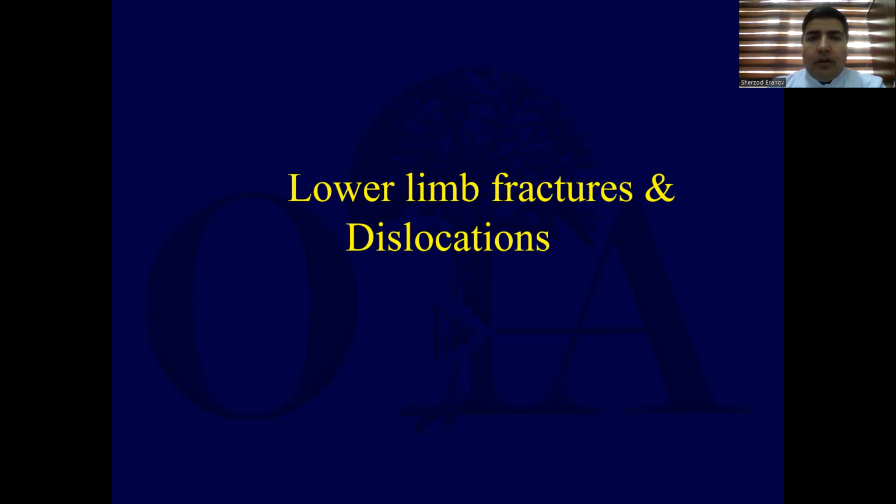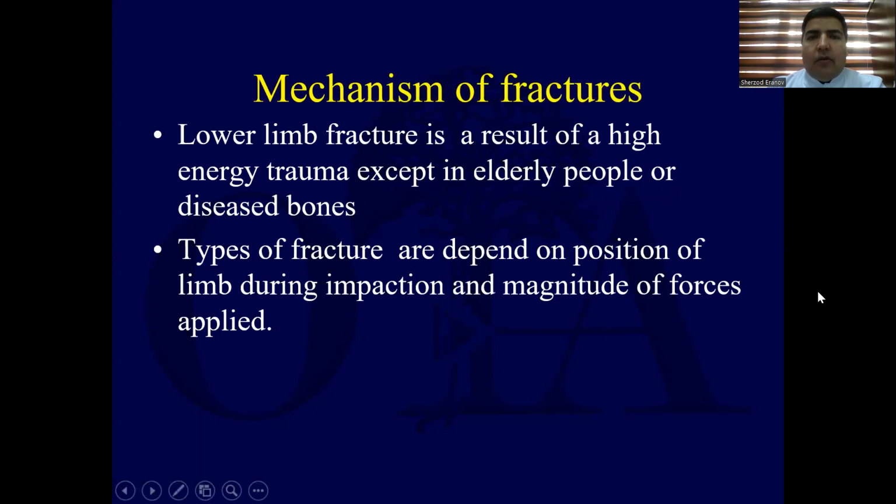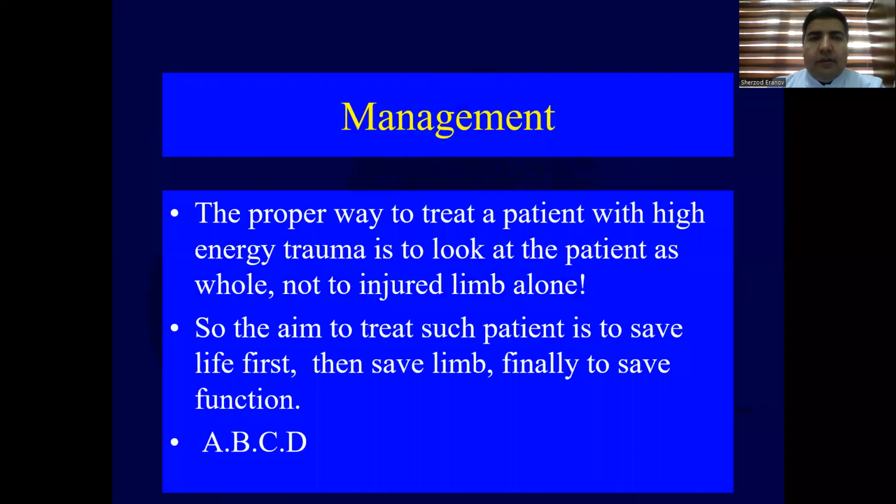Today's topic is lower limb fractures and dislocations. Mechanism of fractures. Lower limb fracture is the result of a high energy trauma except in elderly people or diseased bones. Types of fracture are dependent on position of limb during impacting and magnitude of force applied.